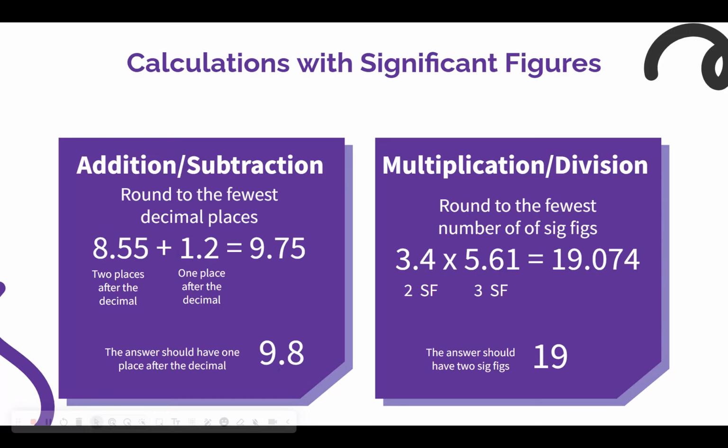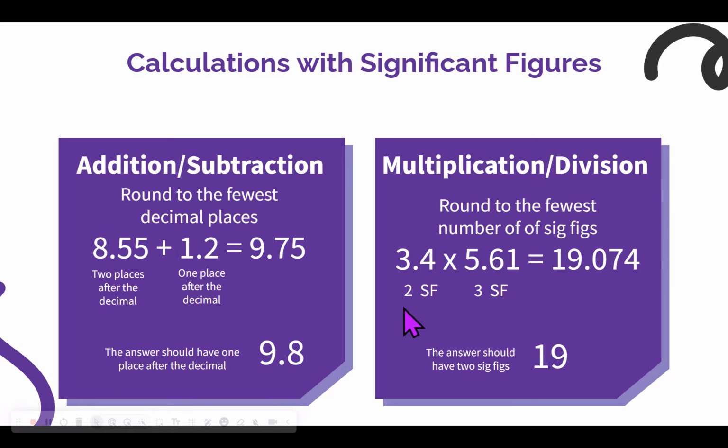Now, multiplication and division. There are different rules. And the multiplication and division rules are a little bit easier because all we do is count the significant figures in each of our starting numbers, and whichever number has the smallest number of sig figs tells us how many sig figs can be in our answer.